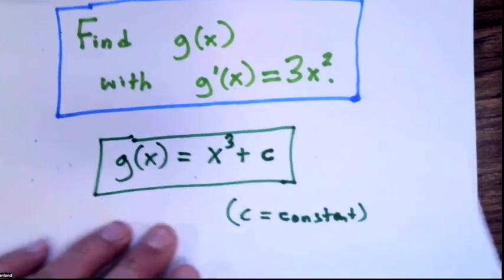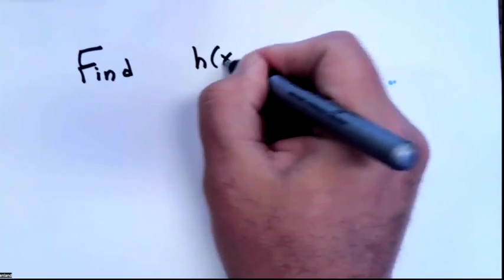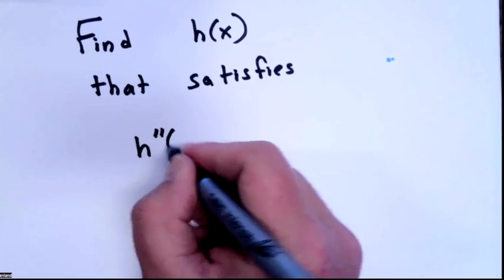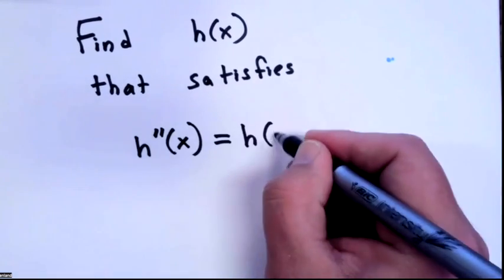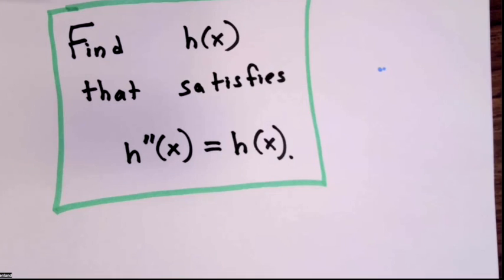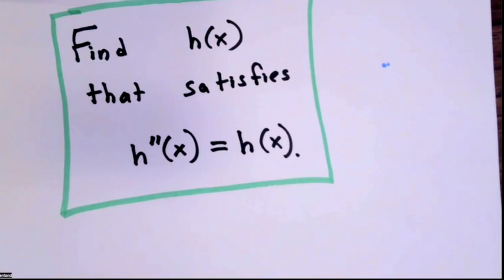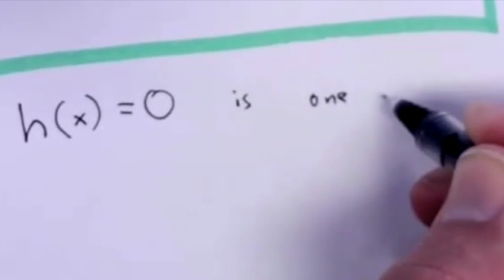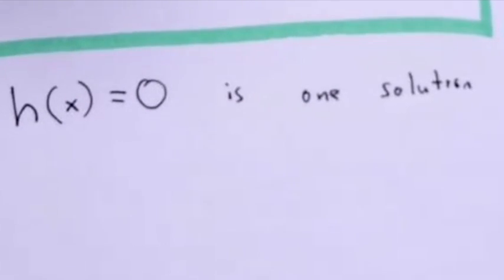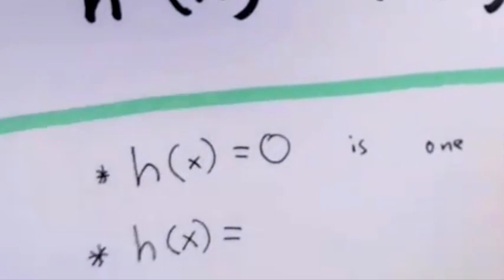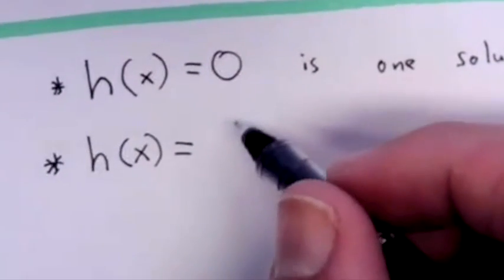But what if I give you something complicated? What if I said, find, and maybe this one will turn out not to be complicated for you, I don't know. And what if I said something like, find h of x that satisfies h double prime of x, the second derivative, is equal to h of x. Yeah, h of x equals 0 is absolutely a solution. Nice, good job. Nice job. That's another solution. It's not going to work for it to be a constant that's not 0.